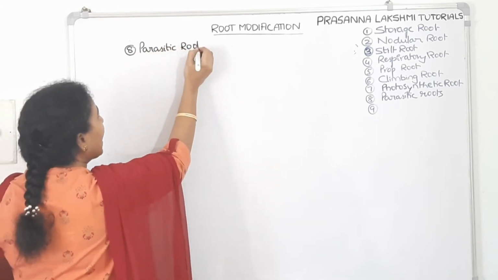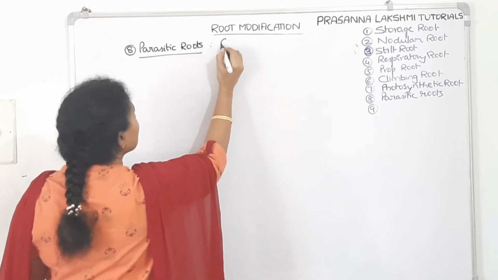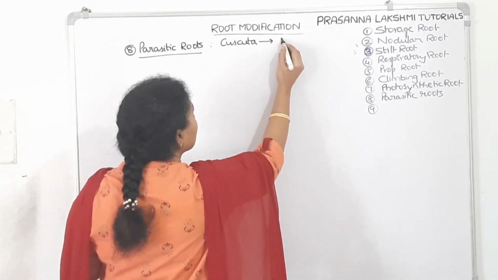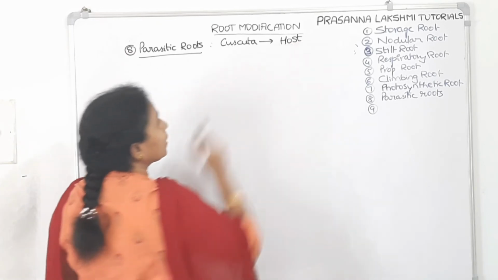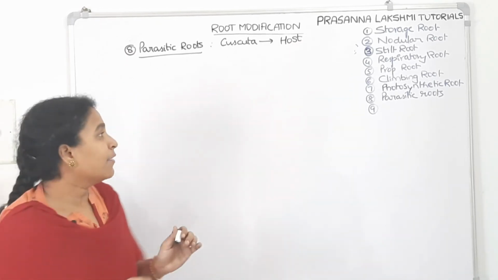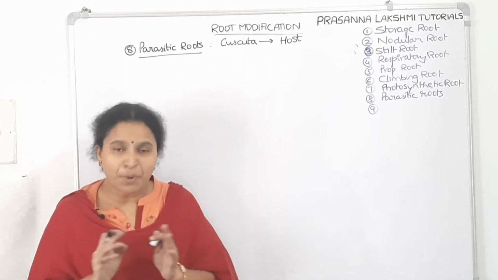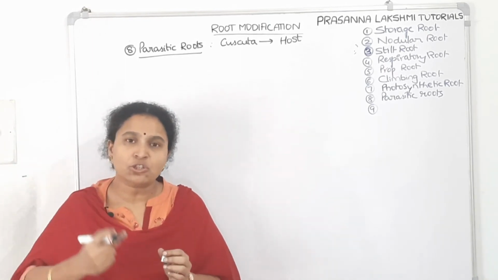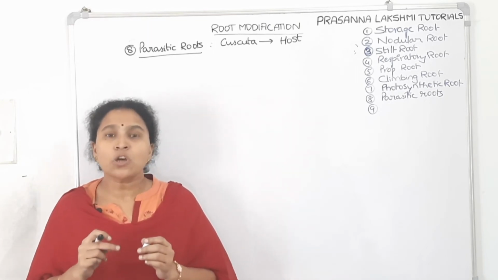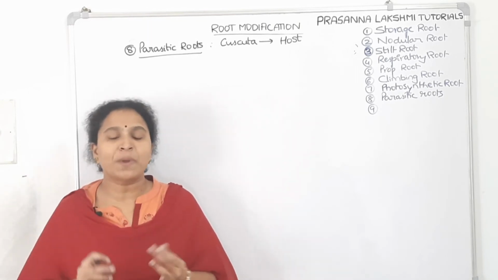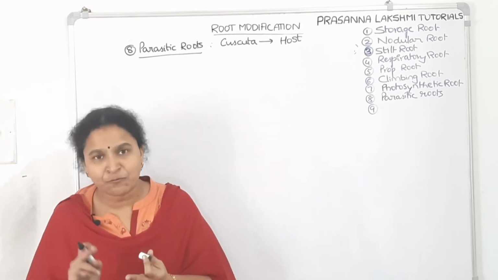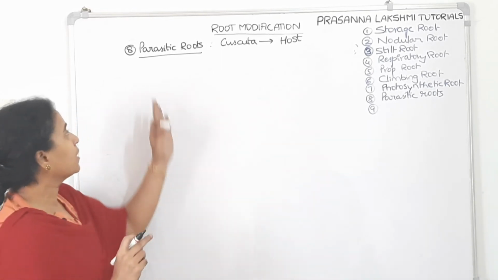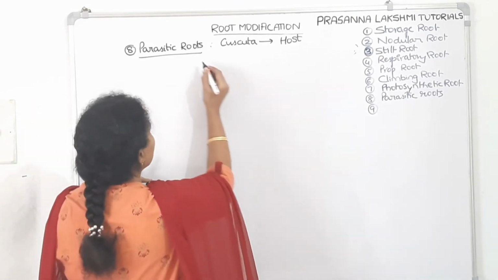Now, in some parasitic plants like cuscuta, it grows on the host plant. Since cuscuta cannot prepare its food, it is a parasite on the host plant, and it develops certain root-like structures called haustoria. Those haustoria penetrate into the host plant to absorb water, minerals and food. So, parasitic plants have parasitic roots, which are called haustoria. Parasitic roots are found in cuscuta.